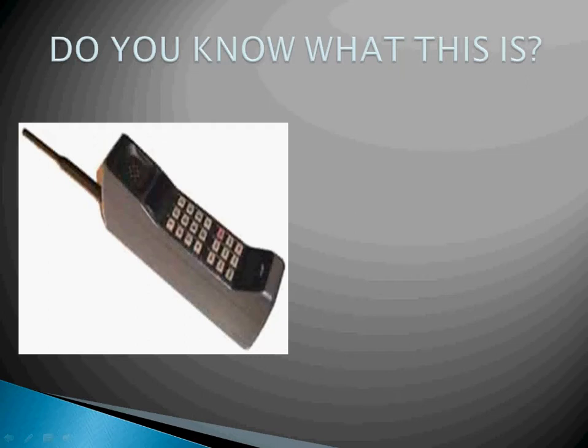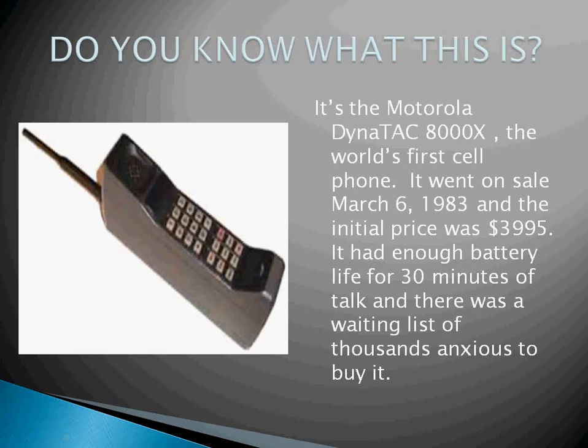Anybody recognize this? Maybe you've seen it in a movie. This is actually the Motorola Dynatac 8000X, the world's first cell phone. It went on sale on March 6, 1983, and the initial price was $3,995. In 1983, that was a lot of money, and it still is. This phone had enough battery life for 30 whole minutes of talking, and there was a waiting list of thousands of people anxious to buy it. Now, there was a ton of people that wanted it, a ton of money there, and this created the incentive for technology companies to continually go back to the drawing board and create more and more spectacular devices that more households could afford. You guys remember the first flat screen TV you got in your house, or the first iPod, digital camera? This happens over and over again.